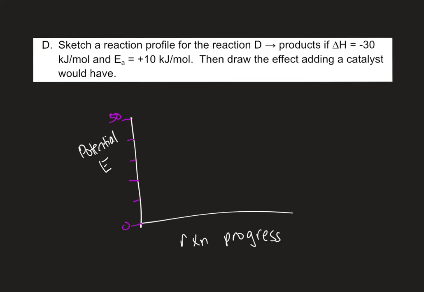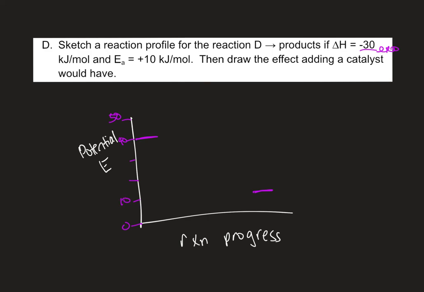Okay, just remember that a reaction profile has units of reaction progress on the x-axis and potential energy on the y. In this case, we have a delta H. A lot of times they're not quantitative, but this one is. We have a delta H of -30 kilojoules per mole. So that means it's an exothermic reaction. So your reactants are going to be higher in energy compared to your products. So let's say we start our reactants off at 40 kilojoules. That would mean our products would end at 10 kilojoules.